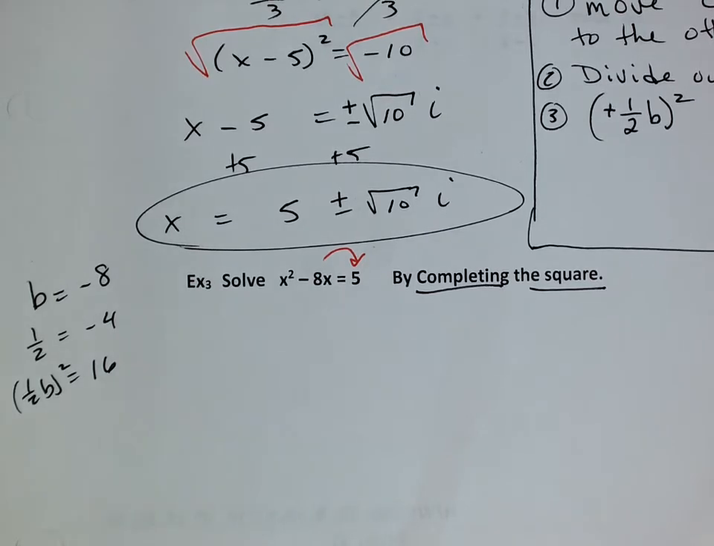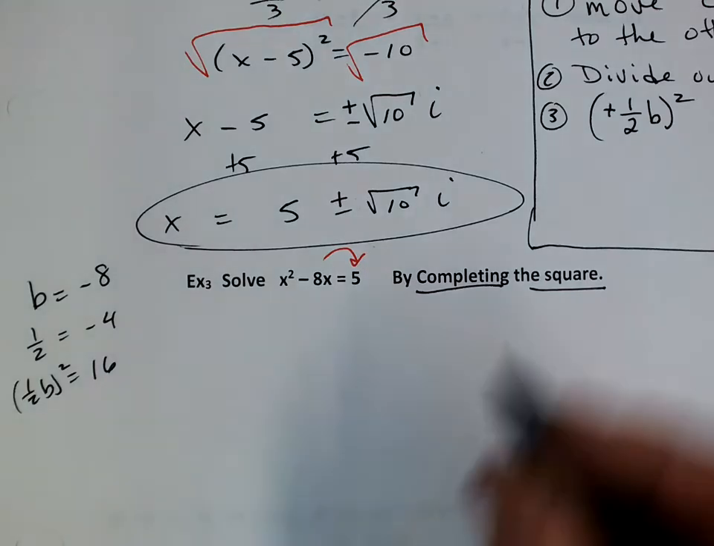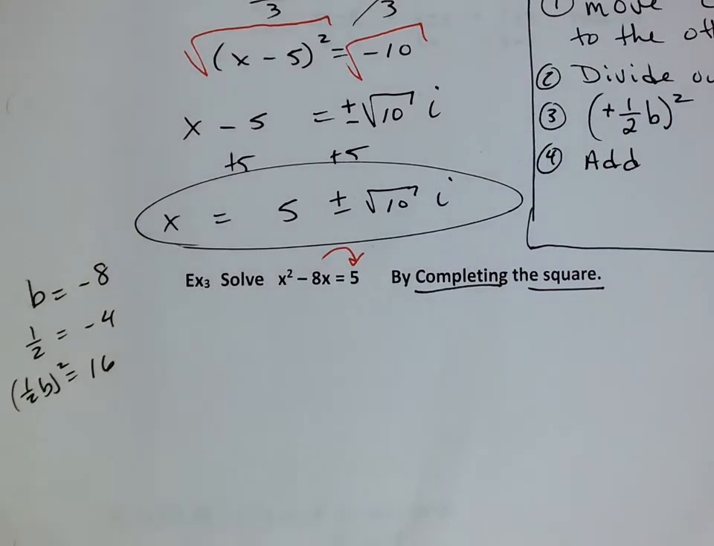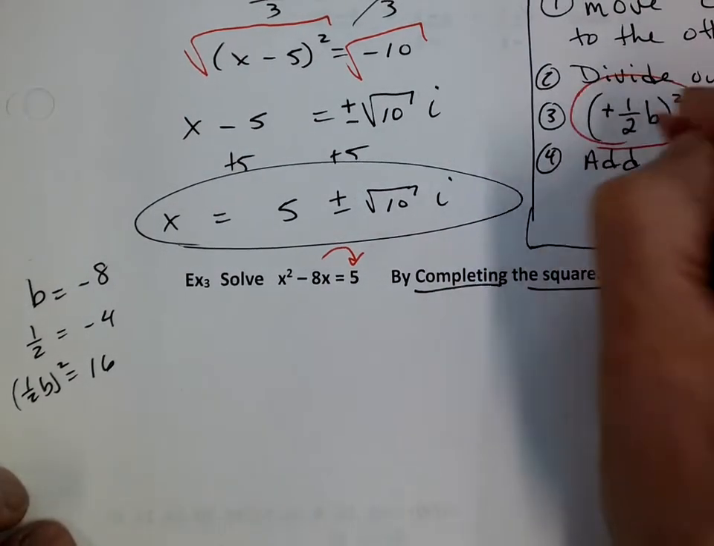Okay, so then what I'm going to do with this is add that to both sides. Step 4: add this to both sides.